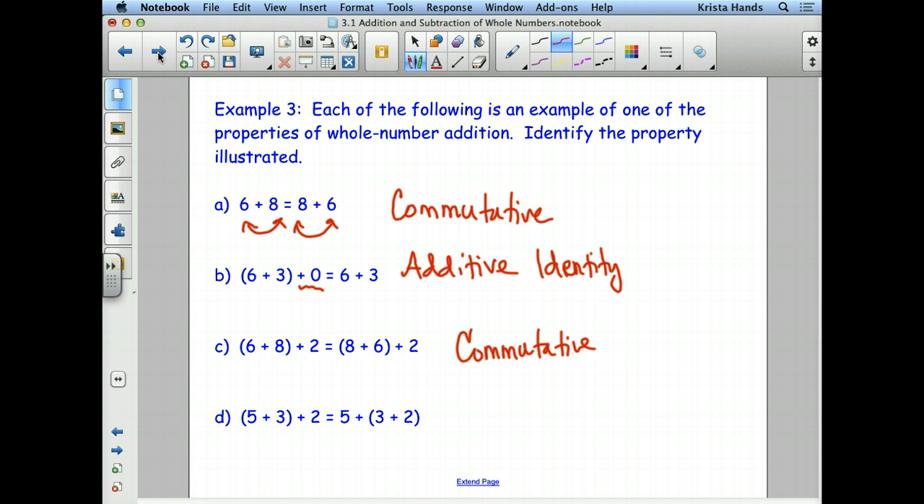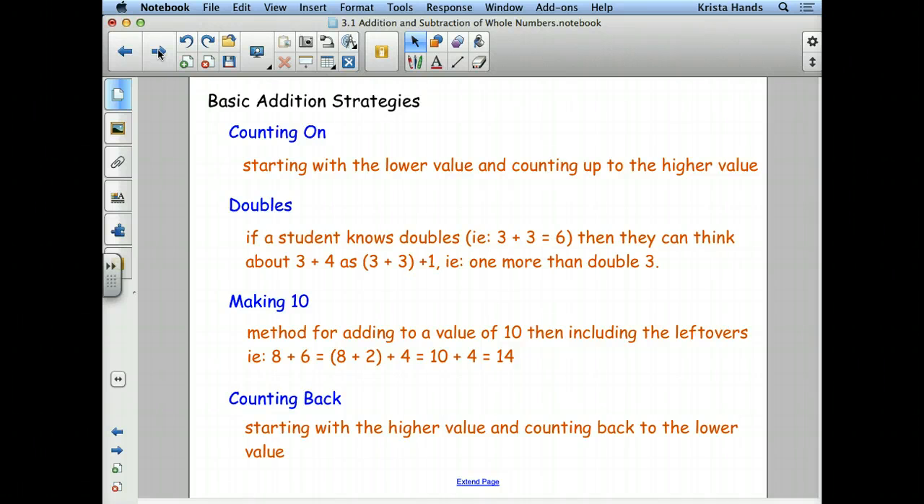How's the last one? That is associative. The numbers are actually different, right? This is a 5 plus 3 inside this parenthesis, and this one's the 3 plus 2 inside of the parenthesis on the right. So this one is the associative property. Any questions on those? Okay, so we're going to look at a couple of strategies for addition.